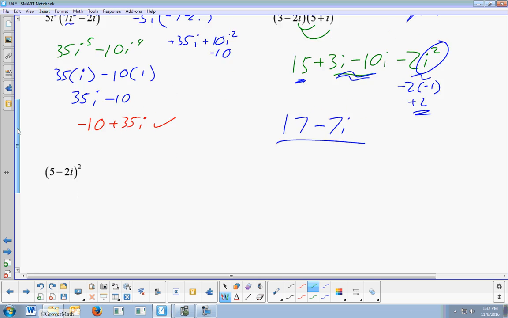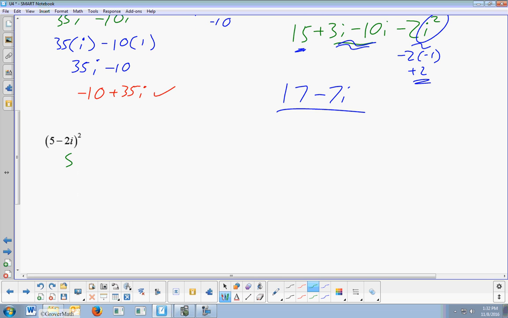Last one, here we have a binomial squared, and you could write it as 5 minus 2i times 5 minus 2i and do exactly what we just did over here. Or you could do the shortcut, the mental shortcut for a binomial squared. It's a pattern of square the front, times each other but double. So times each other would be negative 10i, double it to negative 20i, and then square the back. And negative 2i times negative 2i is positive 4i squared. That i squared is going to end up being negative 4 because i squared is negative 1. And 25 minus 4 is 21 minus 20i.